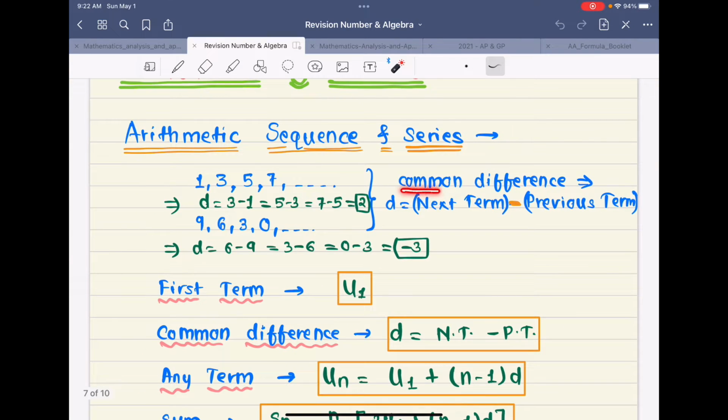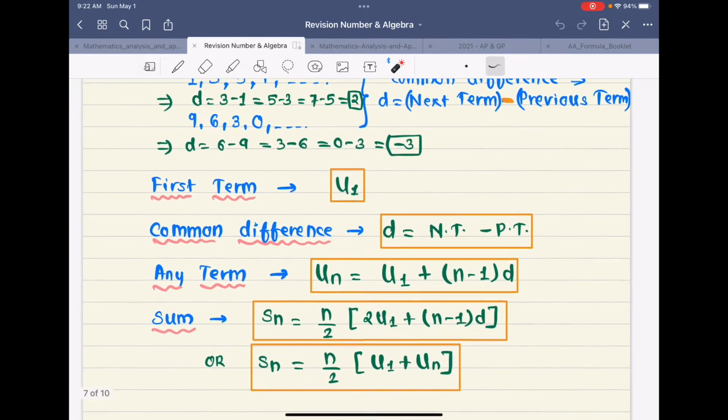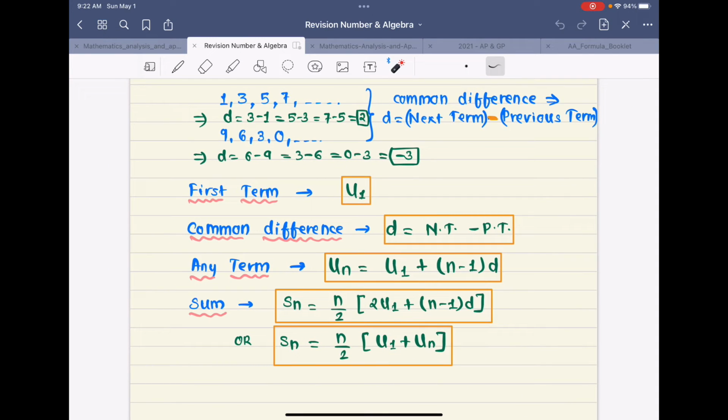So what is the difference? Common difference D is always denoted by next term minus previous term. This formula is not given in the formula booklet, but you need to understand the difference is always next term minus previous term. What are the notations we are using in arithmetic sequence? First term is always denoted by U1, or sometimes by small a. Common difference, as we have seen, NT minus PT. NT stands for next term, PT stands for previous term.